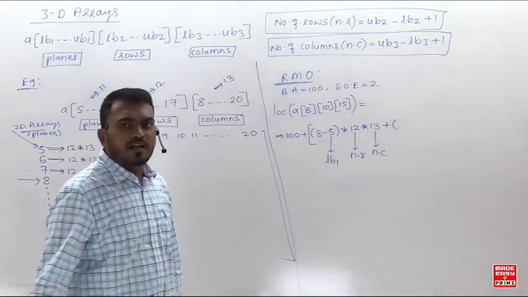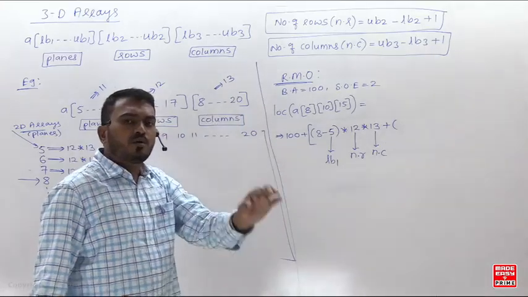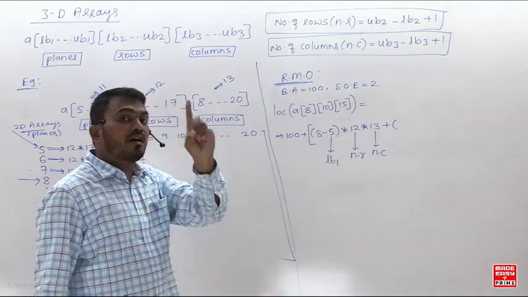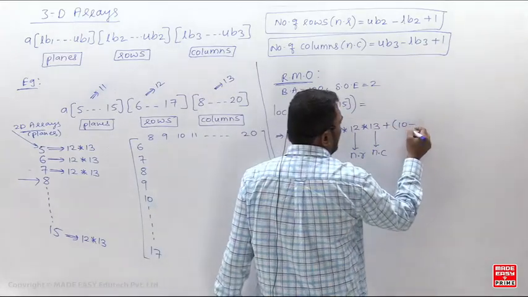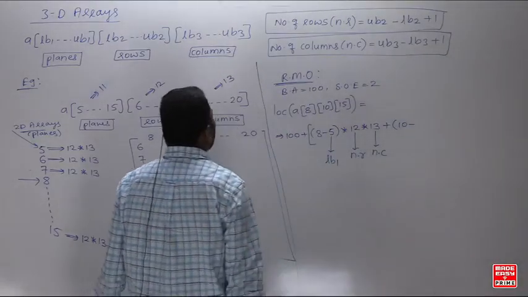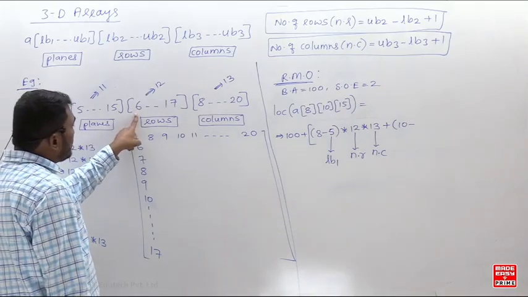Now it's a row major order. Row major order means first concentration is on the rows. Now what is the row number you want to go? 10th row. So to go to the 10th row, how many rows do you have to cross? 10 minus what is that here? 6. 10 minus 6 rows you have to cross.